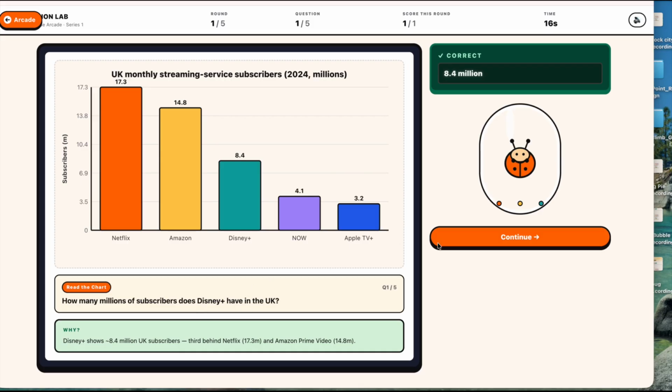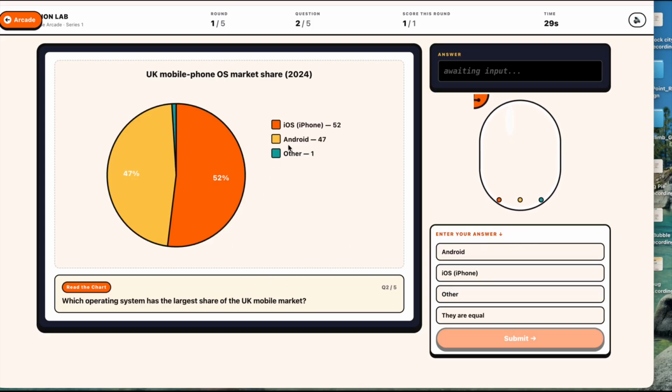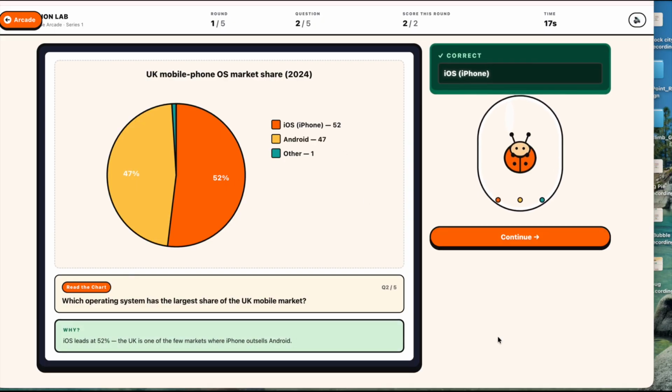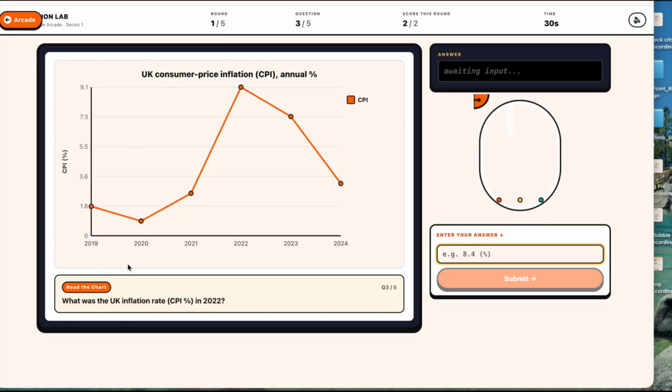Next question might be a pie chart of UK mobile phone operating system market share. Which OS has the biggest slice? Android, iOS, or are they equal? Pick from the multiple choice options and submit. A line chart follows, tracking UK consumer price inflation over time. Find the year 2023 on the x-axis, trace up to the line, and read the CPI percentage on the y-axis.